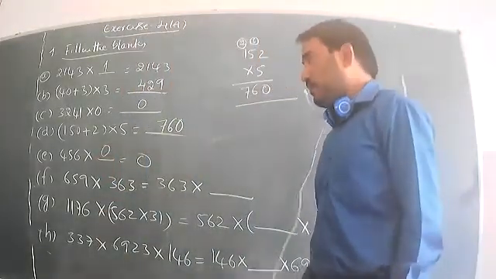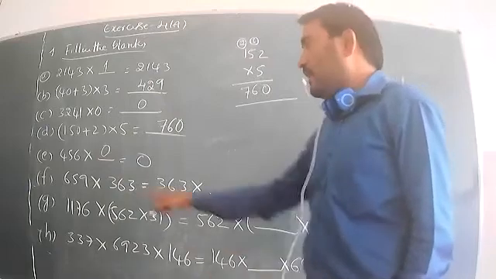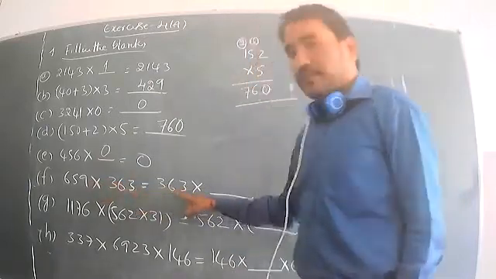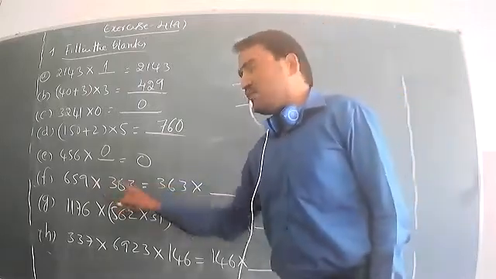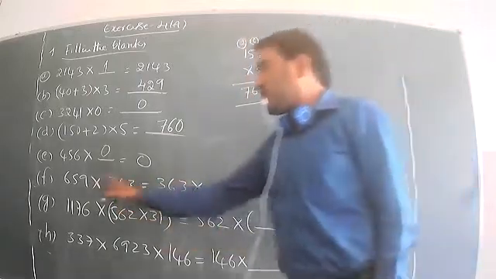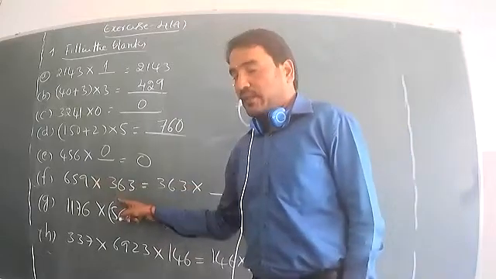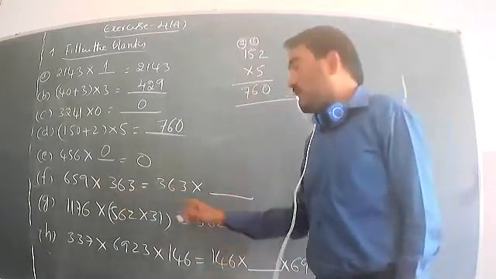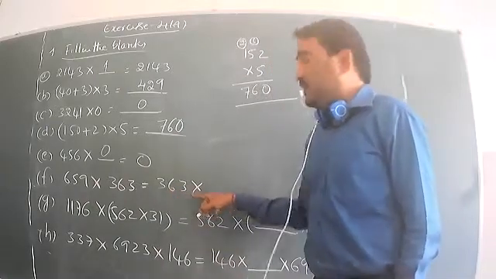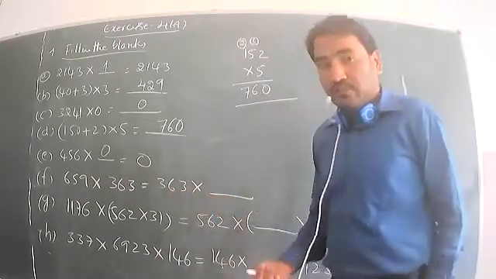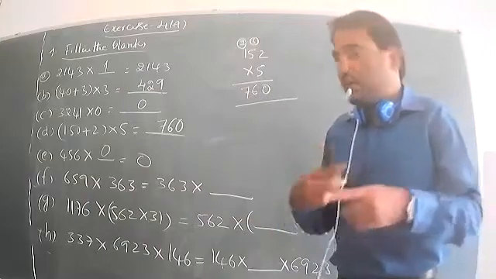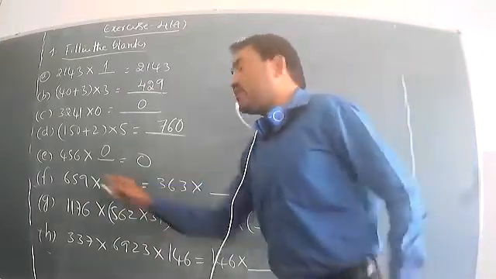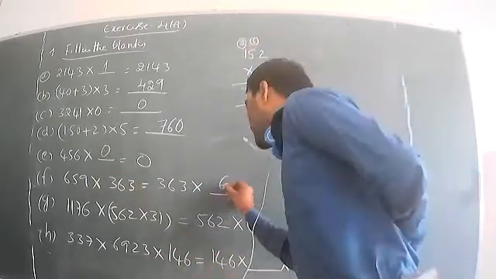Next one, F1: 659 into 363. Here the order is changed, so we can observe that. 659 into 363 is there. On the other side, 363 is written, then multiply. What is the next number that will come? It is changing the order. 363 is already there, and the other number, 659, is missing. We should write 659.